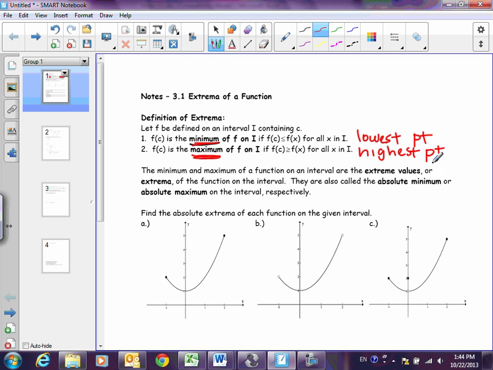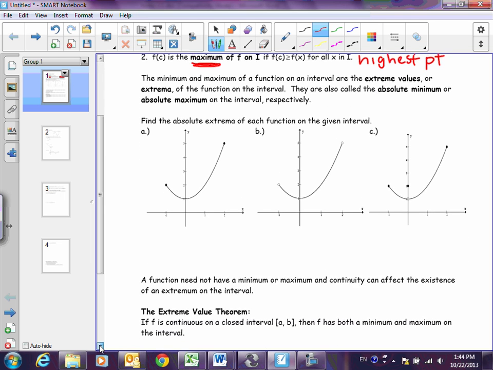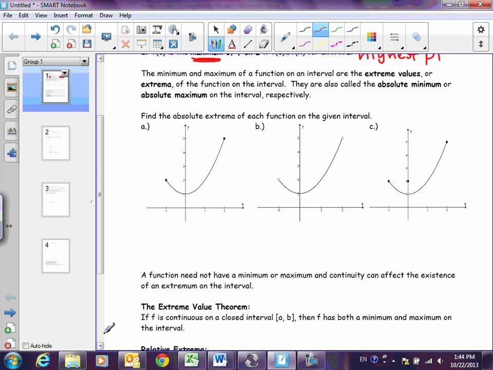Now, how long have you been doing minimums and maximums? Yeah, a long time. So some of this is going to be really old, and some of it's just going to be putting some new vocabulary with some old concepts. So minimum and maximum of a function are the extreme values, or we're going to call them the extrema of the function on the interval.